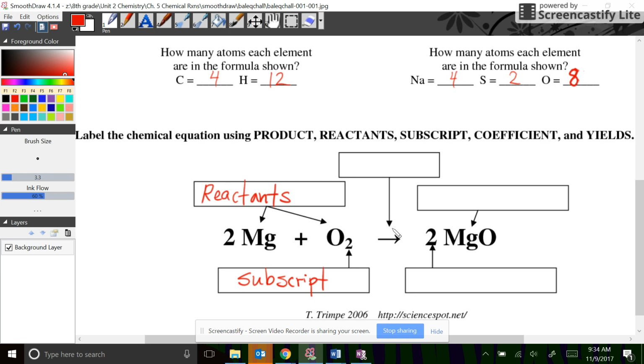And then in the middle, this arrow means yields. So you think of it as sort of an equal sign, but actually the meaning is yields, or gives you. So if you combine the reactants, what's it going to give you? What's it going to yield? It yields the product on this side. This is called the product. And again, this number right here would be the coefficient.